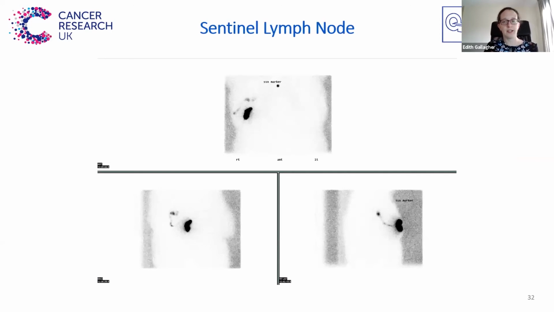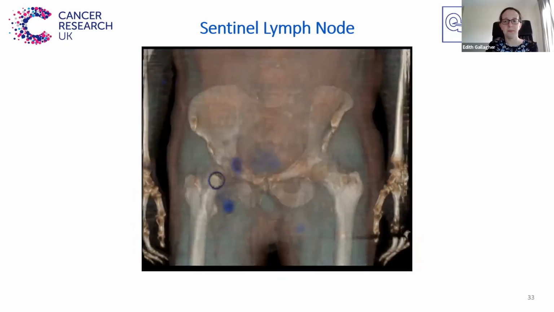Sentinel lymph node localization is commonly used to identify the closest lymph nodes to the tumor in breast and melanoma cancers. These lymph nodes can then be identified during surgery using a special radioactive detector, removed and sent to pathology to be examined for any metastatic cells. This technique reduces the need for all lymph nodes to be removed, and therefore this reduces the risk to the patient of developing lymphedema in the future.